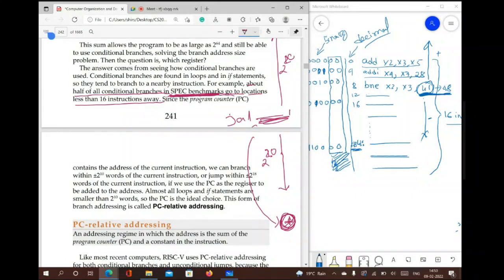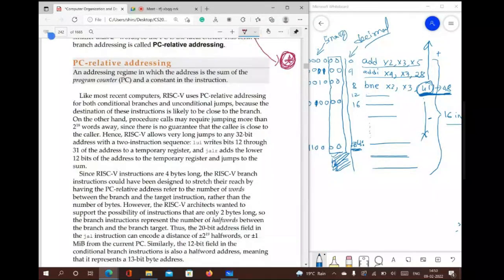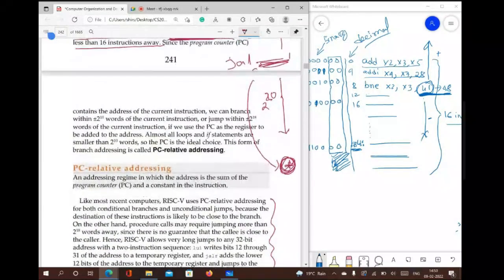So what to do in that case? The PC relative addressing solution is also not applicable. This part is explained, I think, here. If you read this part, they explain how you can directly write a 32-bit instruction here.